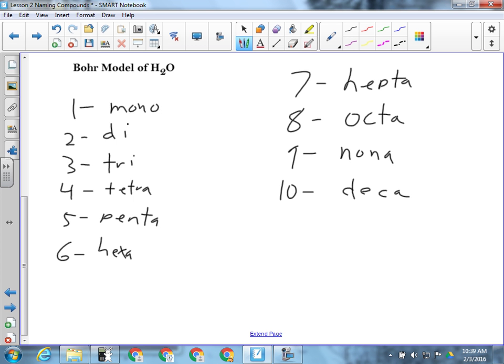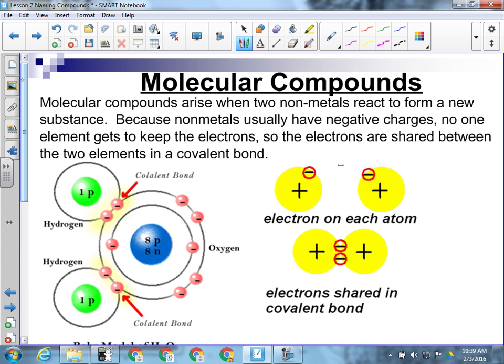Okay, questions on those? All right, so back to this here, really the only thing you need to remember about molecular compounds is that they share their electrons, and that makes their bonds really, really strong. So electrons are shared between the two elements in a covalent bond, and that's the part that's kind of important.